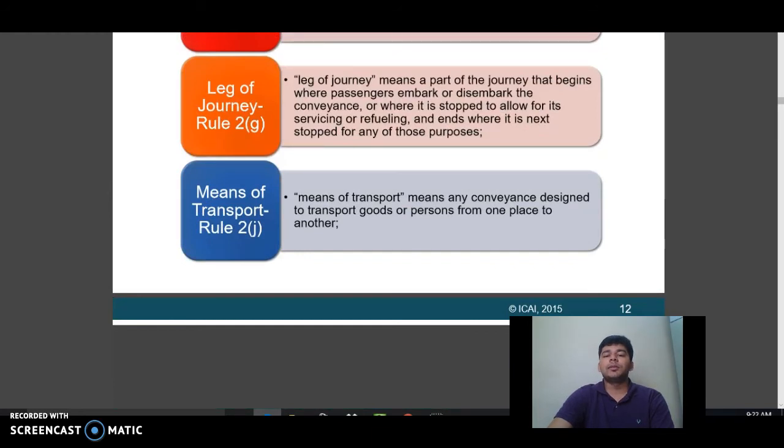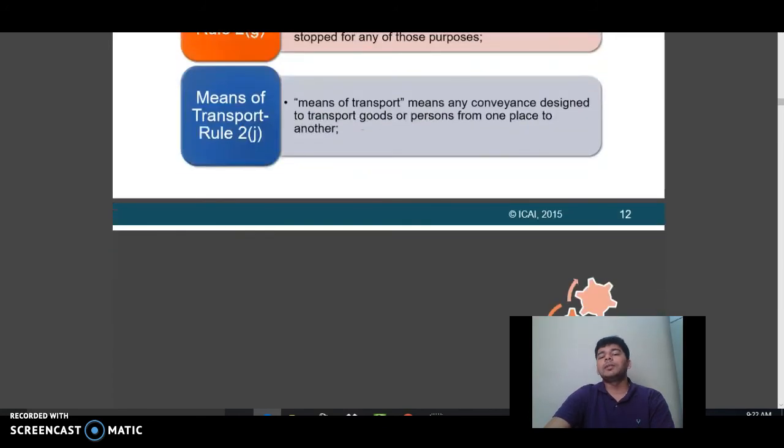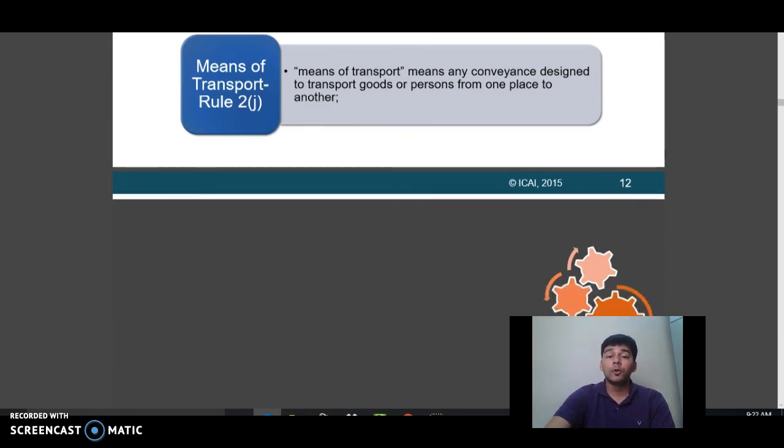Leg of journey means the part of the journey that begins where a passenger embarks or disembarks. Means, passenger jahaan plane mein board karta hai ya wahan se bahar nikalta hai, wo place ko bolte hain leg of journey. Where a passenger embarks or disembarks the conveyance, or where it is stopped to allow for its servicing or fueling, and ends where it is next stopped for any of those purposes. Means of transport means any conveyance designed to transport the goods of a person from one place to another. Now these definitions will be useful for us in the rules that we'll be learning.